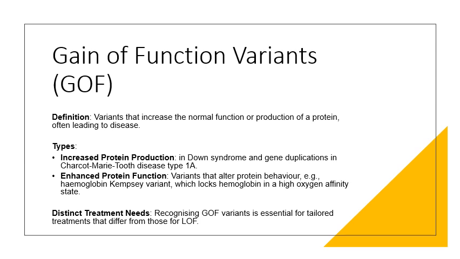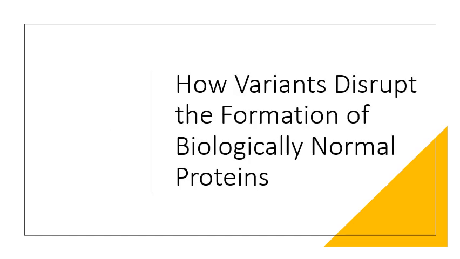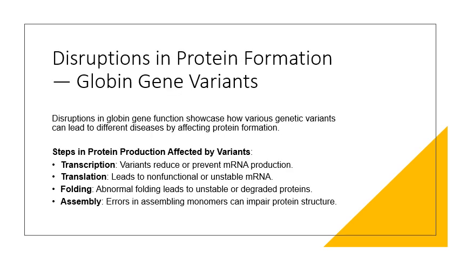So understanding gain of function variants is actually quite important for developing tailored treatments as well. These approaches often differ significantly from those used for loss of function variants, in that they aim to reduce or modulate the excess activity rather than restore functionality. We're going to focus on the globin genes to start with because they do provide a clear example of how different genetic variants can disrupt protein formation and lead to distinct diseases such as thalassemias.